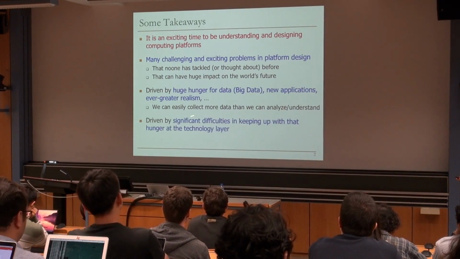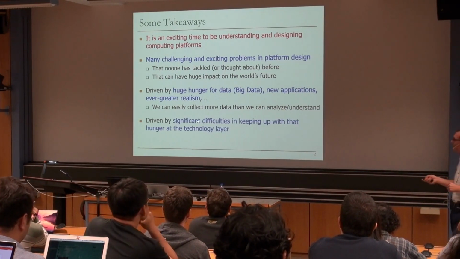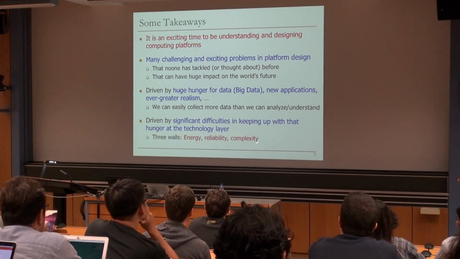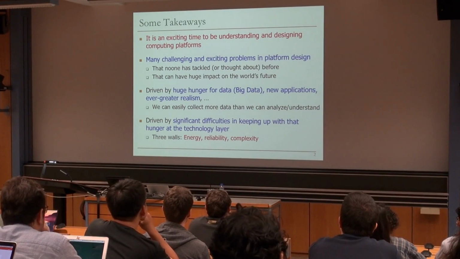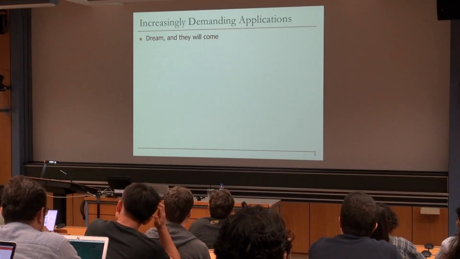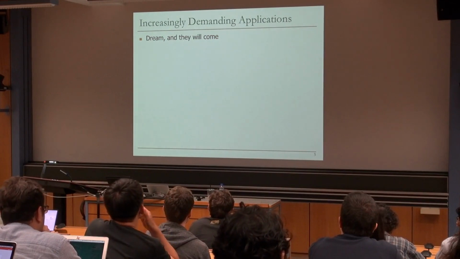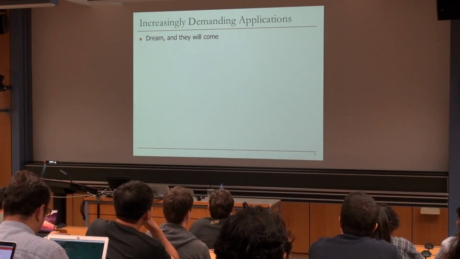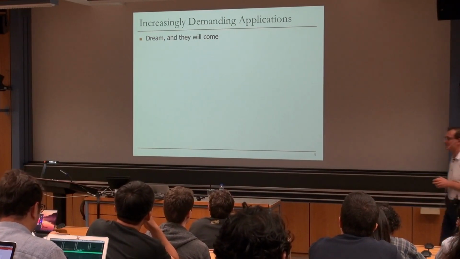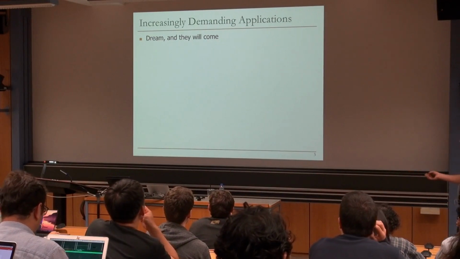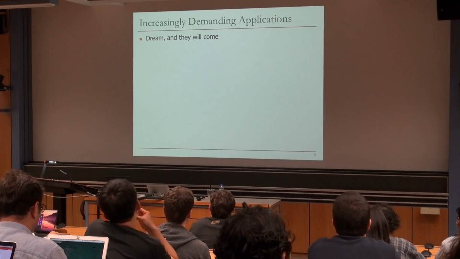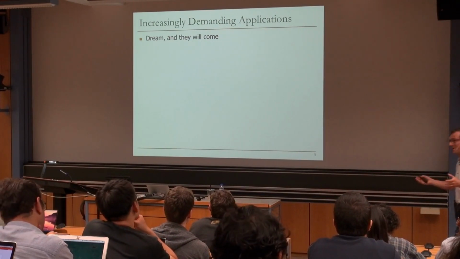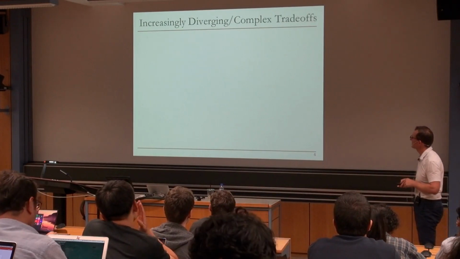And also, as we just discussed, there are significant difficulties in keeping up with that hunger at the technology layer today. Energy, reliability, and complexity that are affecting security and other scalability are important. And applications, I use this in a lot of my lectures, but applications I'm not worried about. People can always come up with new applications. People are very creative. And over the course of the decades, we've come up with new applications, right? Who could imagine we could do virtual reality, for example? We don't even do virtual reality today, but people are imagining doing that. And there's a lot more in that space.